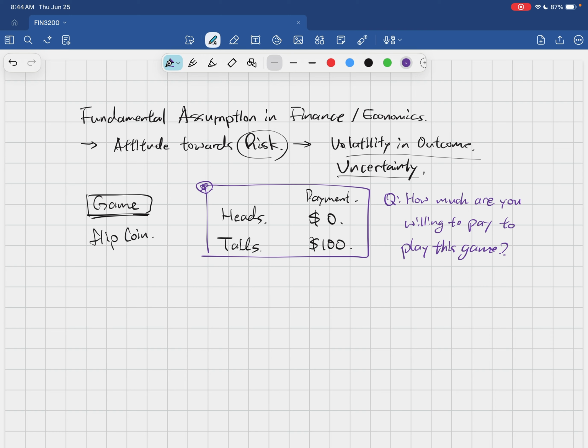Try to come up with a number. There is no right number. It depends on your preference. It depends on your risk appetite, is what we call it. Risk appetite. So come up with a number. I'll give you like 5 seconds.